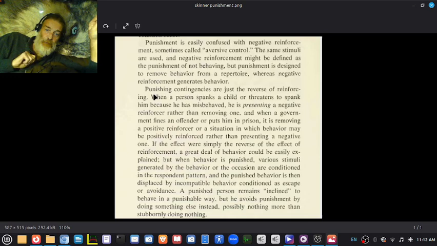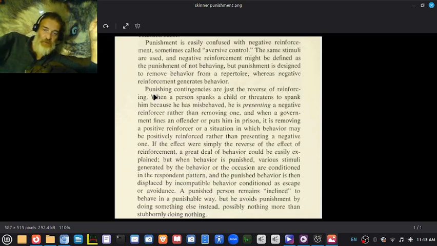Okay? He's presenting a negative reinforcer rather than removing one. So the smack on the ass is a negative reinforcer that you're introducing as forced application of negative reinforcement. That is called punishment. So when the government fines an offender or puts him in prison, he's removing a positive reinforcer, or a situation in which a behavior may be positively reinforced, rather than presenting a negative one. If the effect were simply the reverse of the effect of reinforcement, a great deal of behavior could be easily explained.